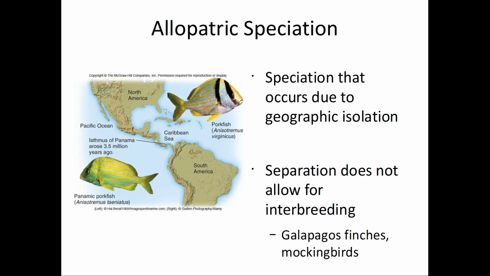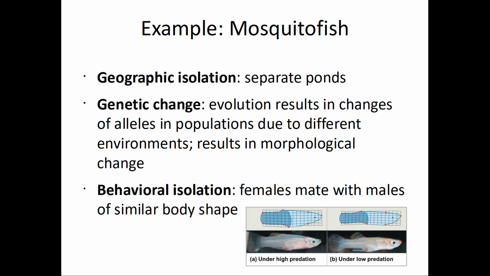So allopatric speciation is speciation that occurs due to geographic isolation. Maybe they can't get to each other, and so they can't swap genes, and they begin to diverge as two different lineages of organisms. So separations prevent interbreeding. For example, the Galapagos finches. All right, so mosquito fish: geographic isolation, they live in separate ponds.